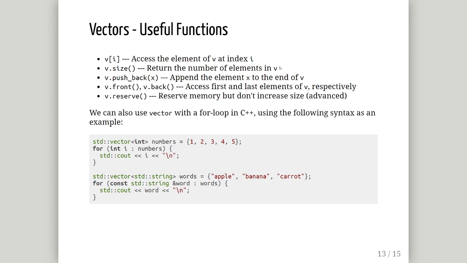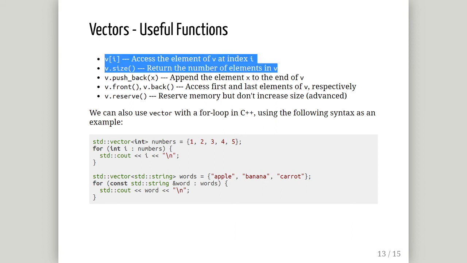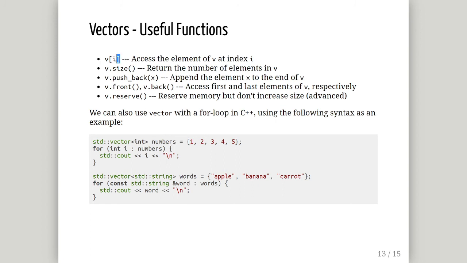Now, a few other useful functions. We already covered the first 2. Accessing an element. Note that this vi syntax, much like in Python, you can use it to read a value out, or you can use it to assign a value in as long as the vector is big enough. v.size returns the current size of the vector. How many elements does it contain? Pushback is the same as Python's append. Pushback means make the vector one larger and put x, the parameter, into the very last position.